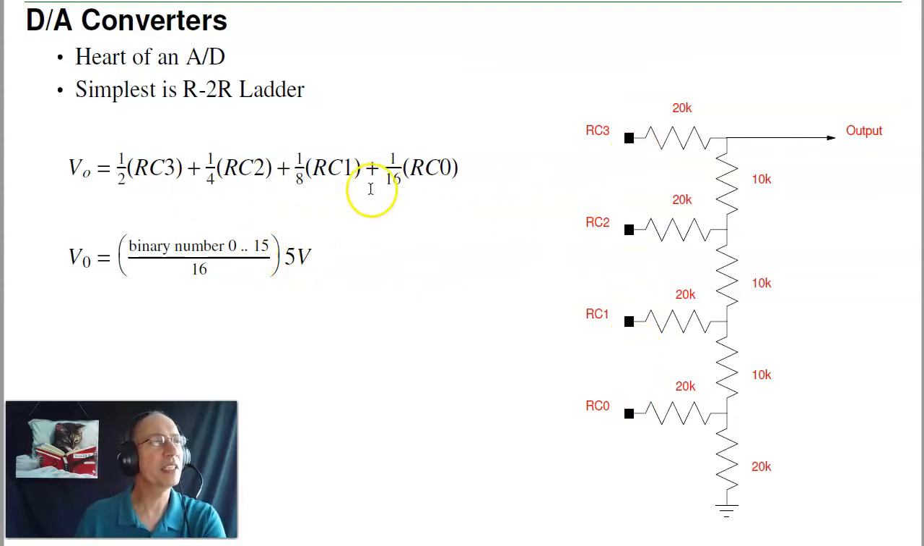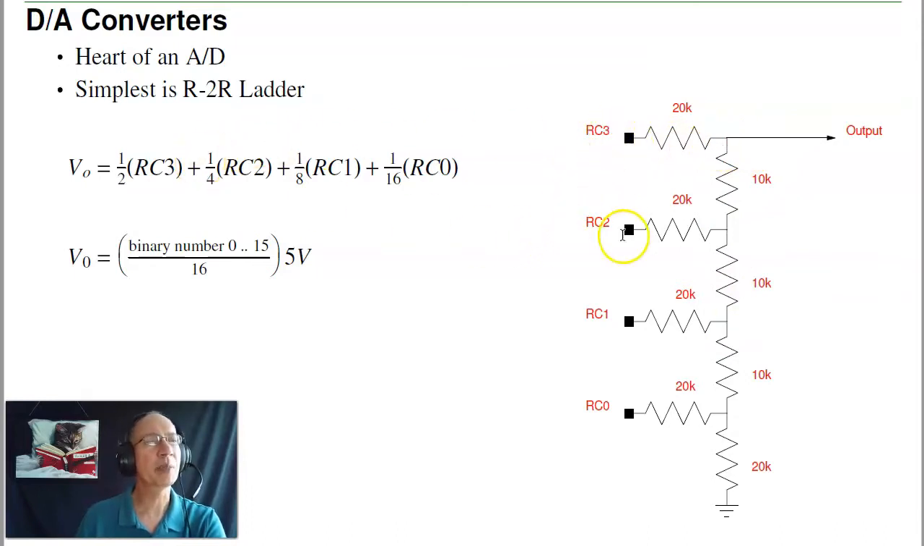And to see this pattern, think superposition and Thevenin equivalence. To get RC3, assume RC2, RC1, RC0 are all 0. At this point looking down, I see 20K to ground, 20K to ground, makes 10K to ground. 10K plus 10K is 20K. At this point looking down, I've got 20K to ground, 20K to ground, 10K to ground. Plus 10K makes 20K. At this point looking down, I see 20K to ground, 20K to ground, makes 10K. So I have a 20K, 20K to ground. The output is 1/2 of RC3.